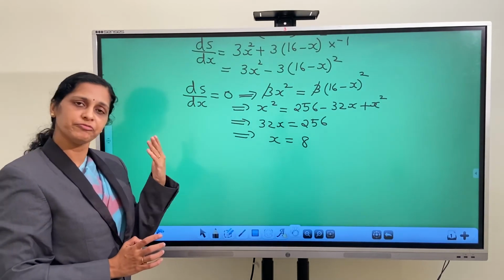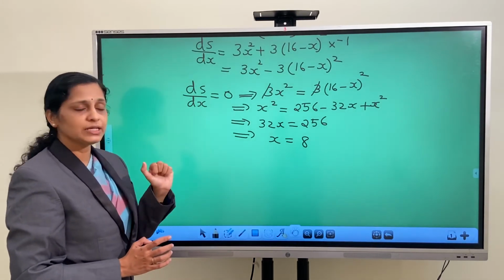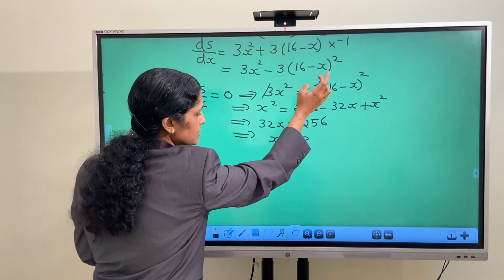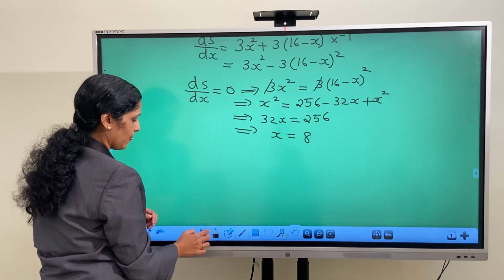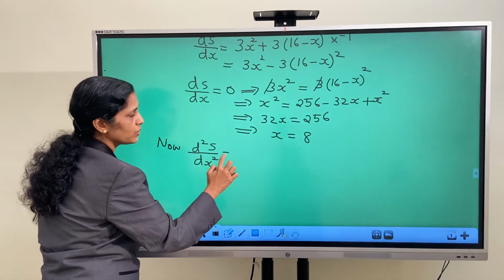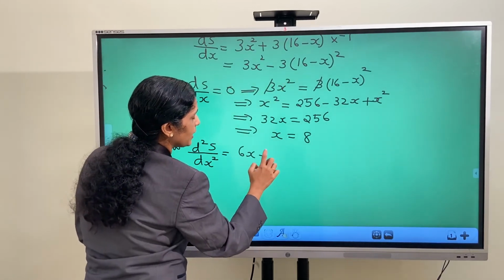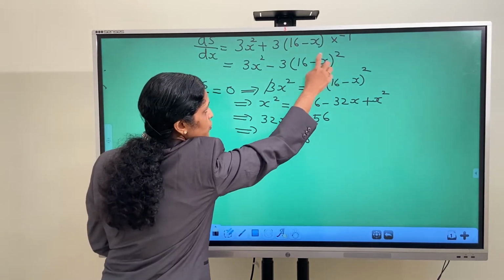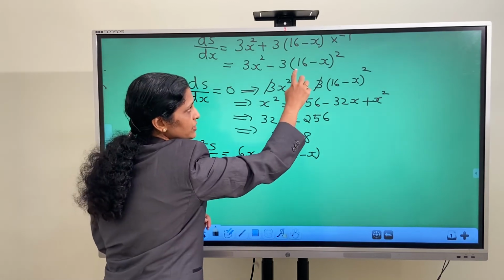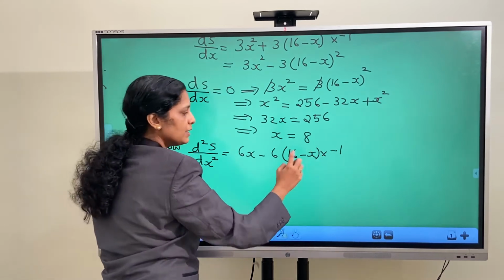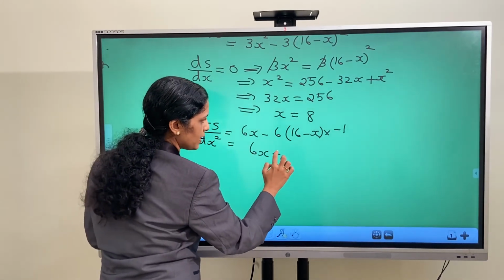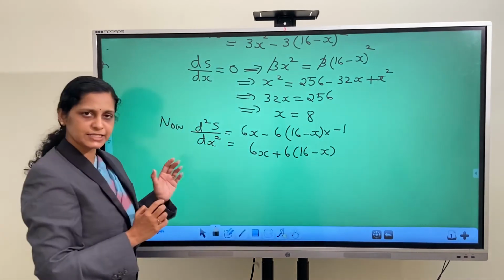This point can be a point of maxima or a point of minima. For determining that, we are using the second derivative test. Here the first derivative is 3x square minus 3 into (16 minus x) the whole square. Therefore, I am going to find the second order derivative. Now, d square S by dx square, differentiating this again, is 6x minus 3 into 2 into (16 minus x), into the derivative of 16 minus x, which is minus 1. Therefore, the second order derivative is equal to 6x plus 6 into (16 minus x).